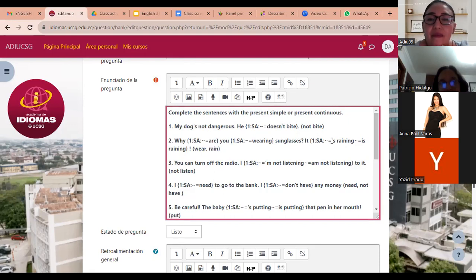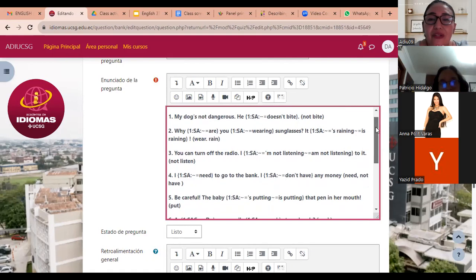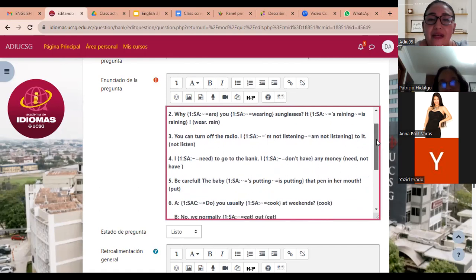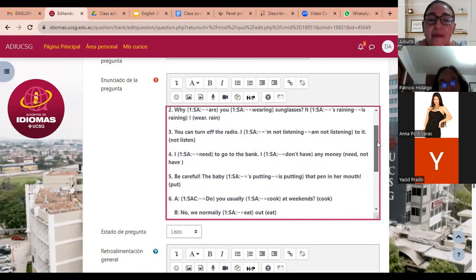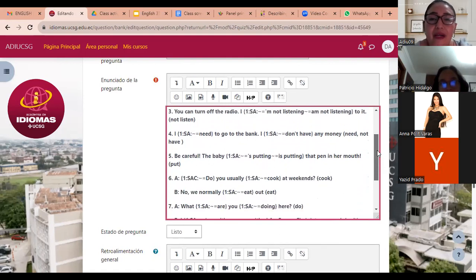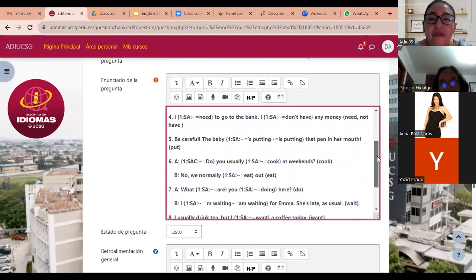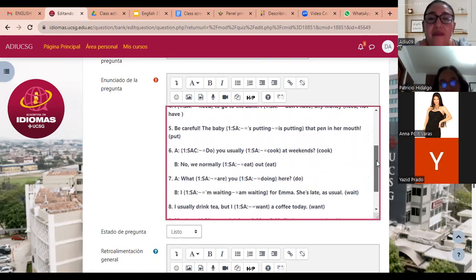Why, it's raining, so they all need contractions. I'm not listening. Don't have any money. Let me see, number 5, contraction again. But it looks like es la contracción, el apóstrofe que está recto, ¿no es cierto?